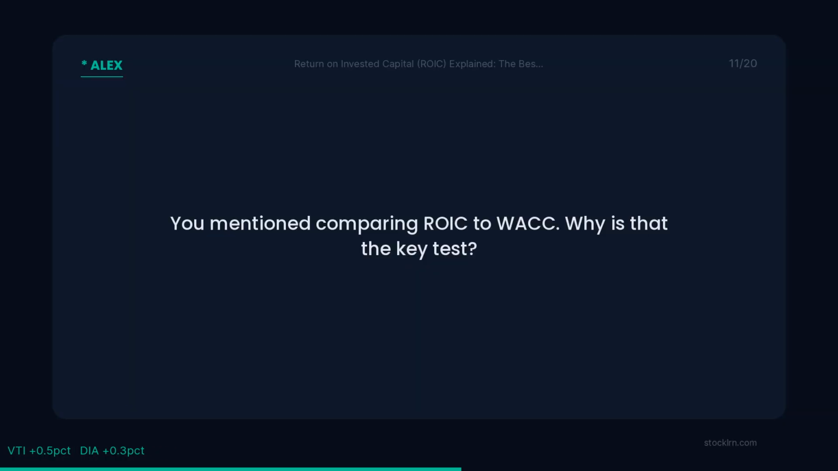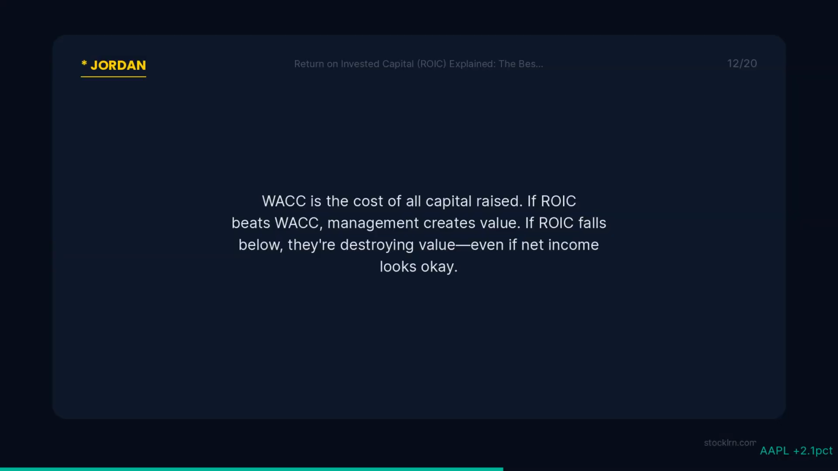You mentioned comparing ROIC to WACC. Why is that the key test? WACC is the cost of all capital raised. If ROIC beats WACC, management creates value. If ROIC falls below, they're destroying value, even if net income looks okay.